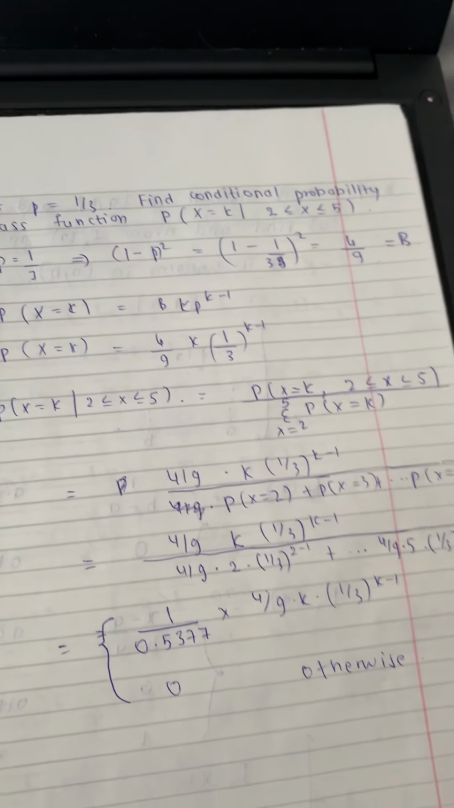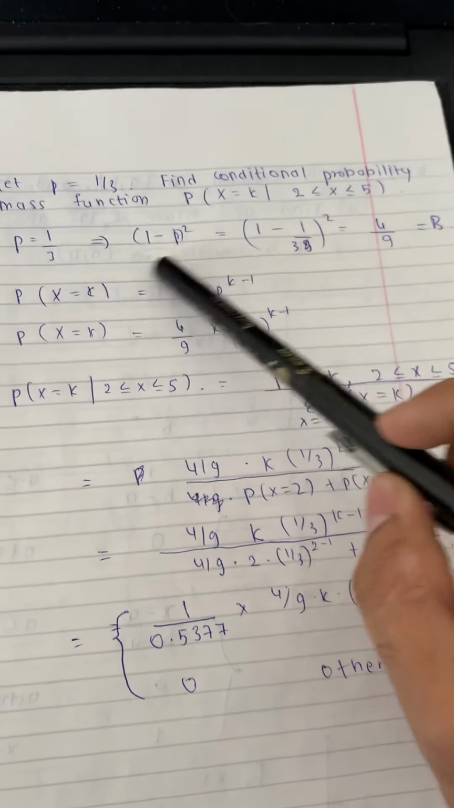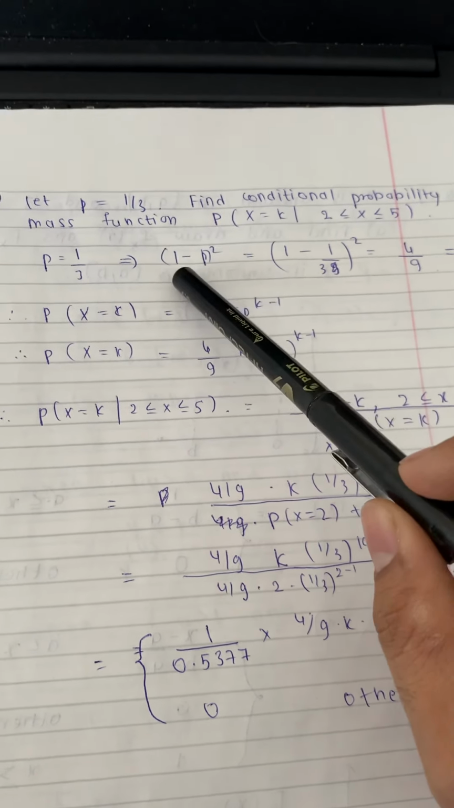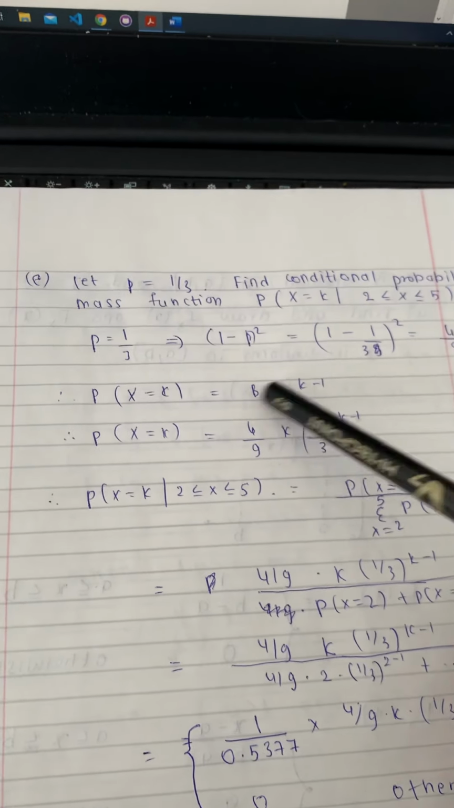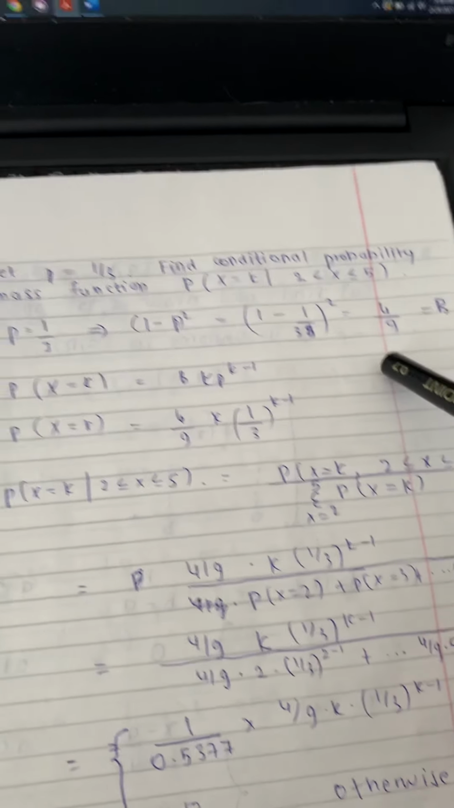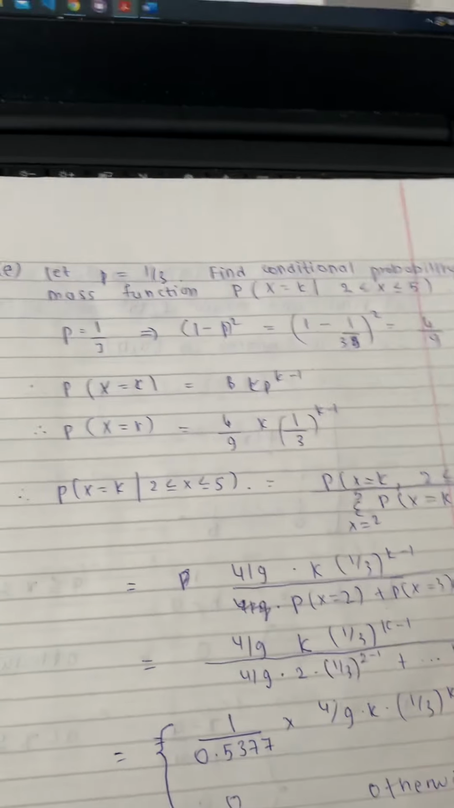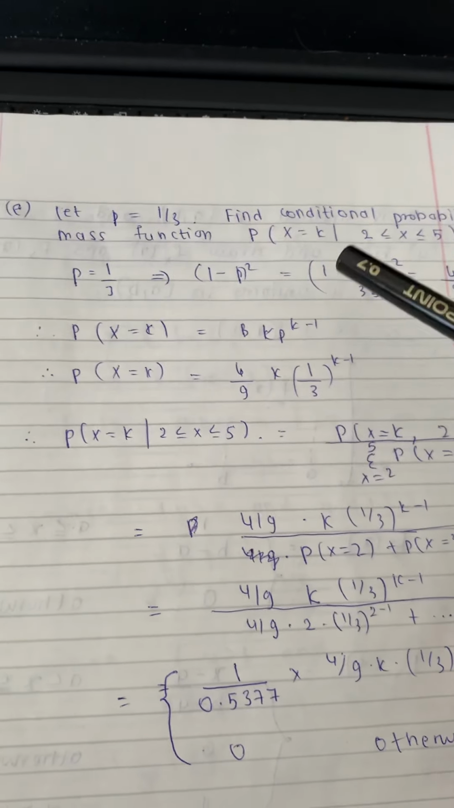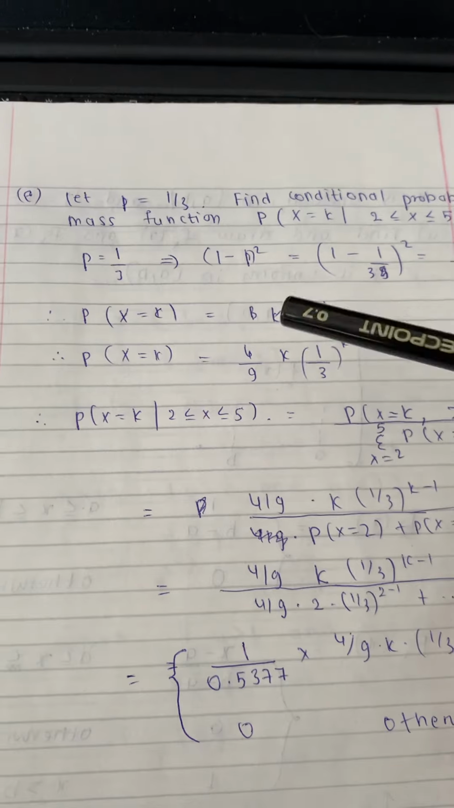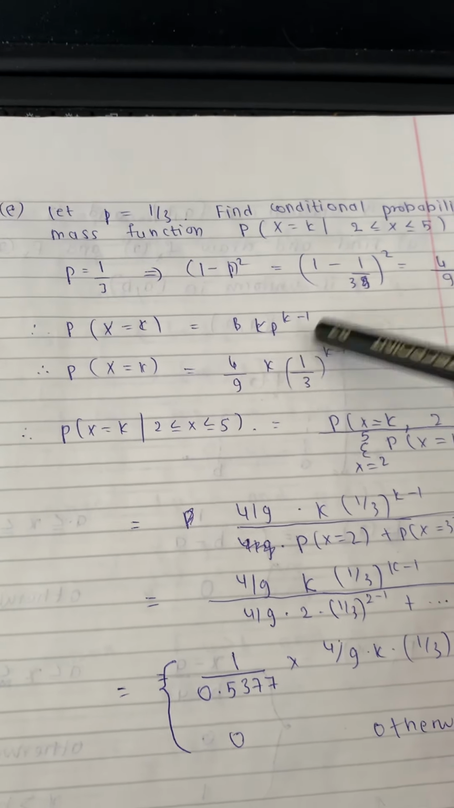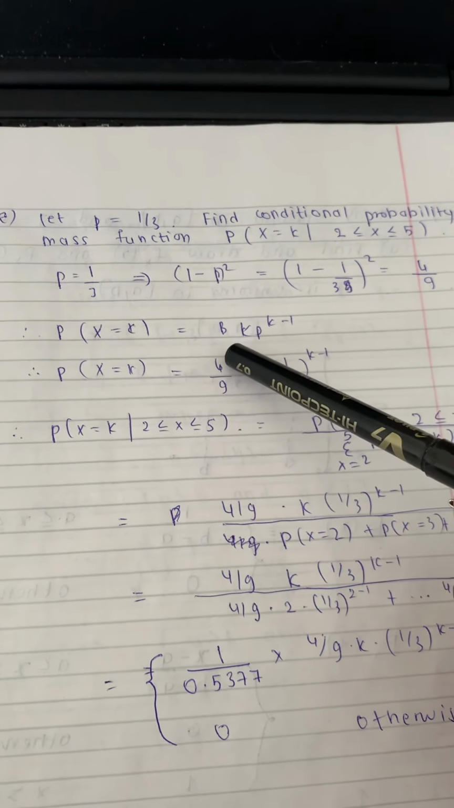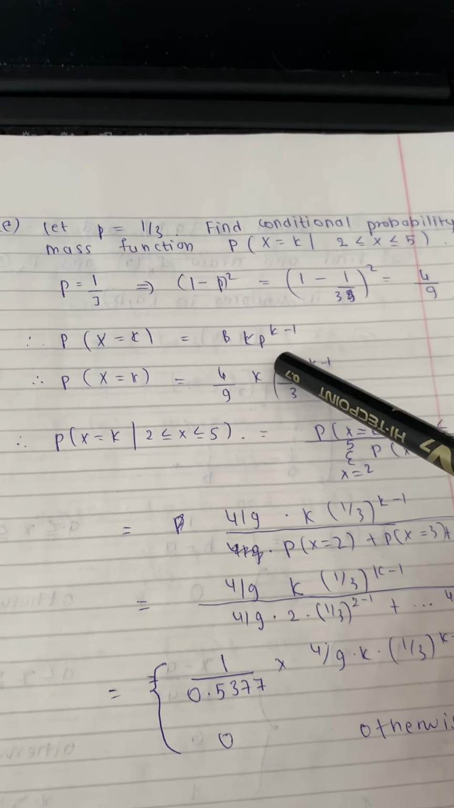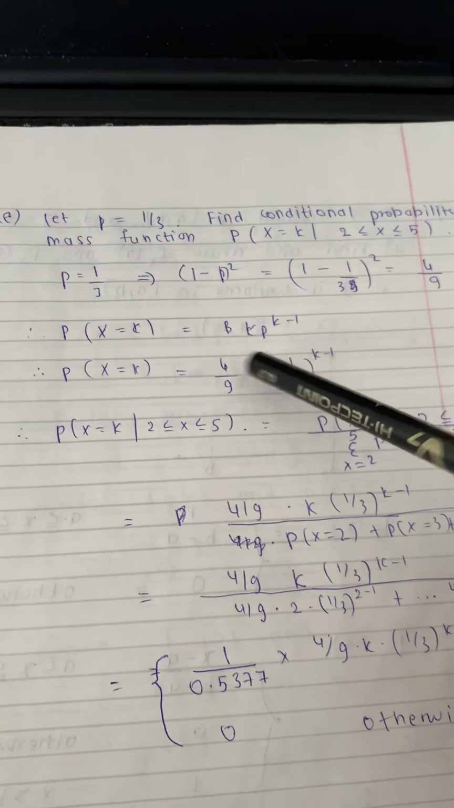Okay, and then we substitute 1 minus p square, so we just found out the value first. It comes out to 4 upon 9, which is the value of b. So we have the value of b. Now we just get parts of the equations. So probability of x equal to k is given by b into k into p raised to k minus 1, which is given in the question. So we substitute the values here.